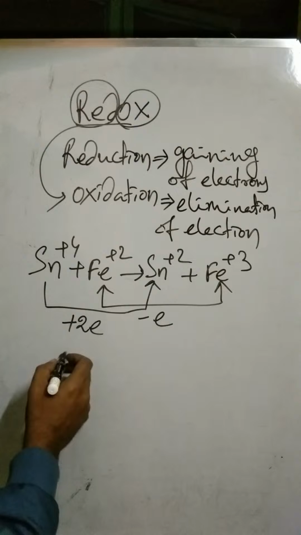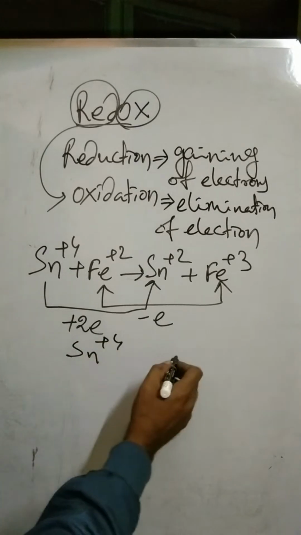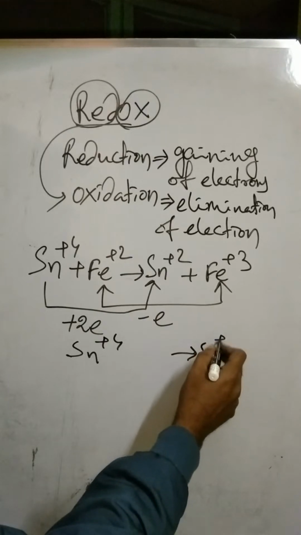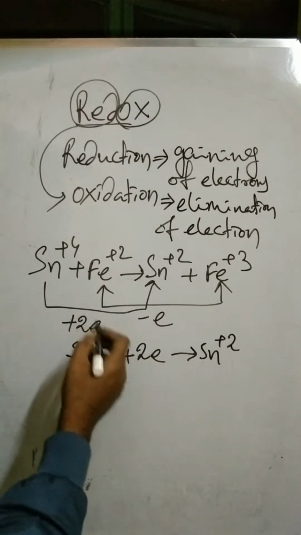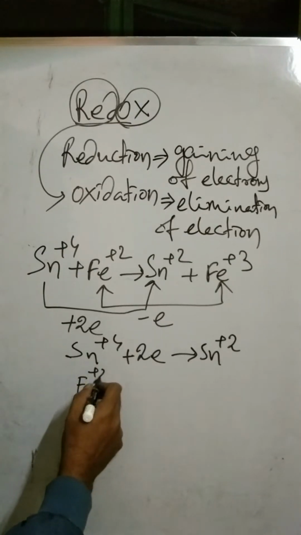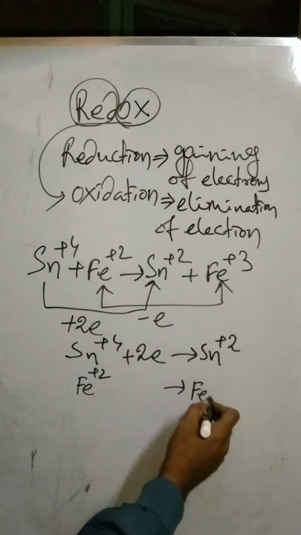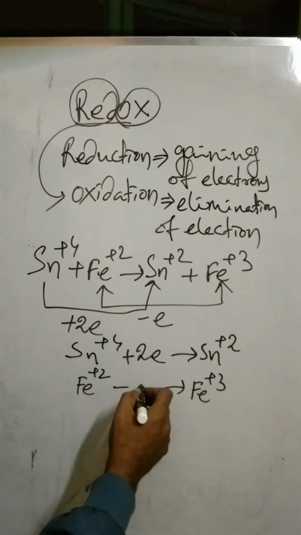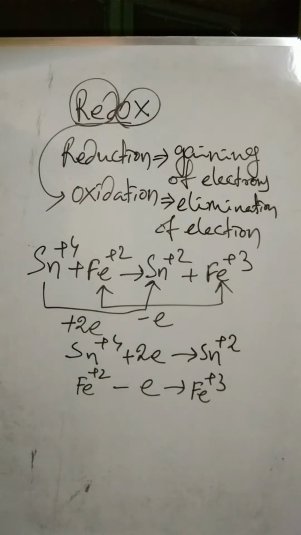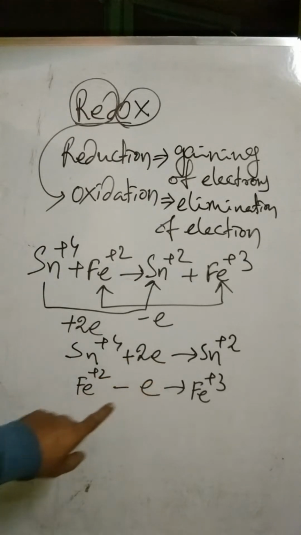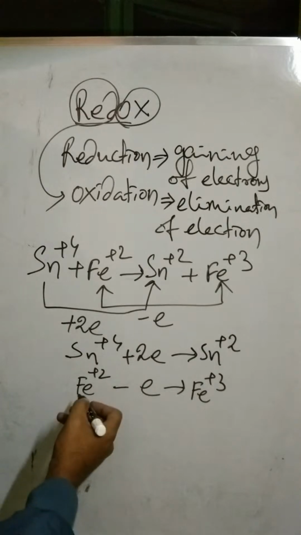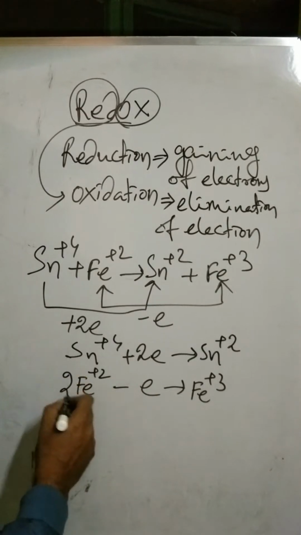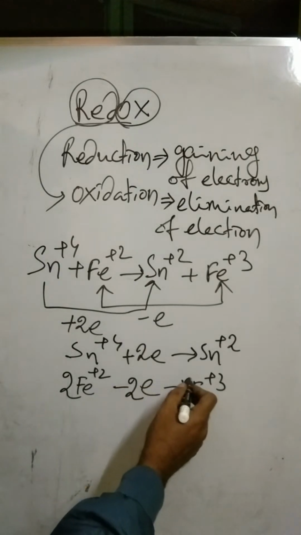Let's see. Sn plus 4 to Sn plus 2, this is reduction, and it happens by the acceptance of two electrons by Sn plus 4. Now when Fe plus 2 is oxidized to Fe plus 3, then one electron is eliminated. Now there are no free electrons present anywhere. So if someone accepts two electrons, there must be someone which will give these two electrons to it. So one Fe plus 2 releases one electron, two Fe plus 2 release two electrons to form Fe plus 3.